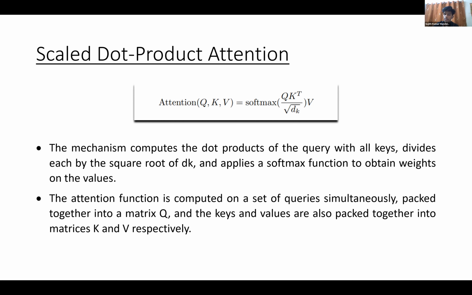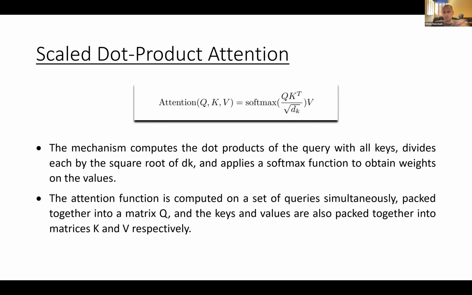Actually, the dot product attention is faster and more space efficient. However, for large values of dk, the dot products can become very large, which can cause problems for the softmax function. So to address this, the dot products are scaled by the square root of dk. Do you understand why there is a square root of dk? I'm not sure about that.